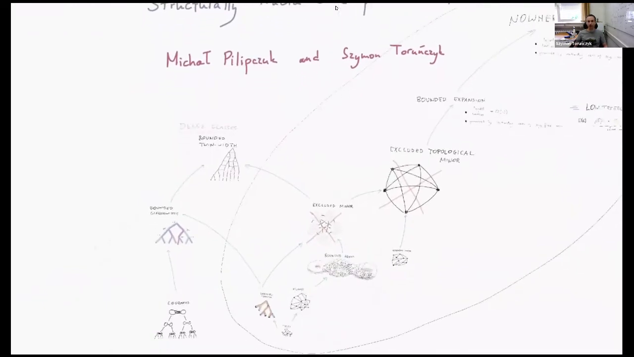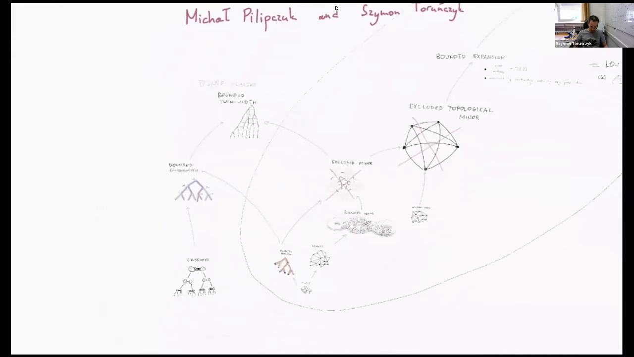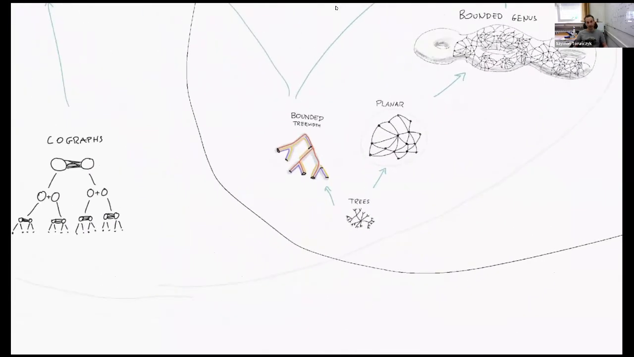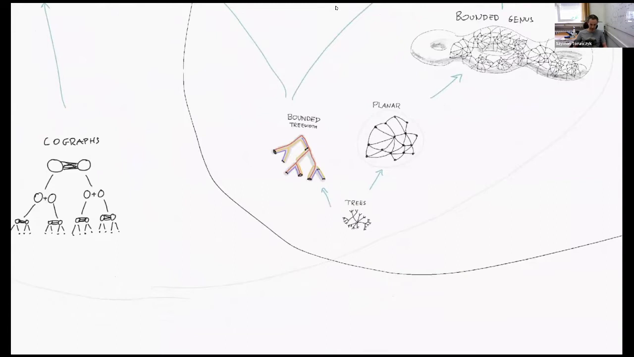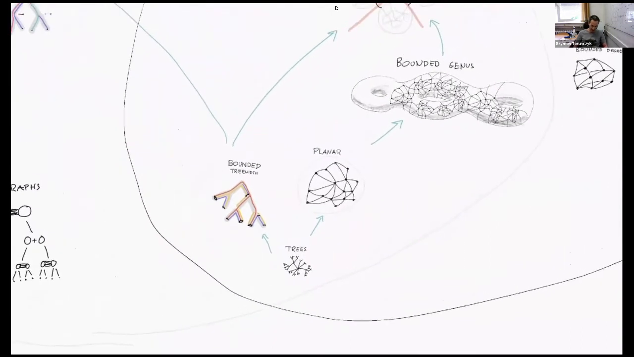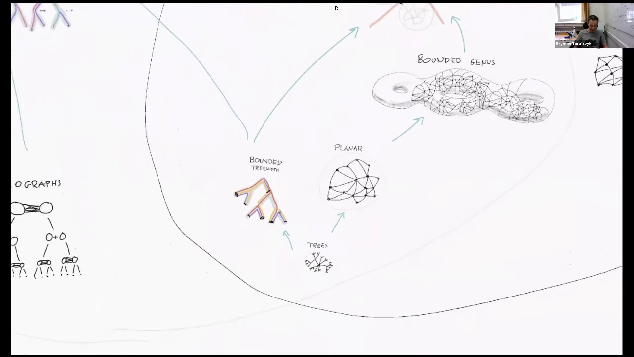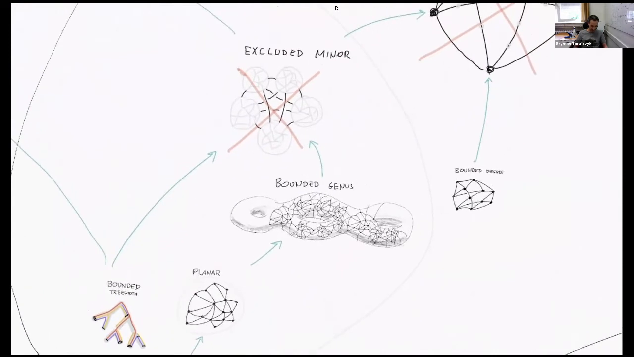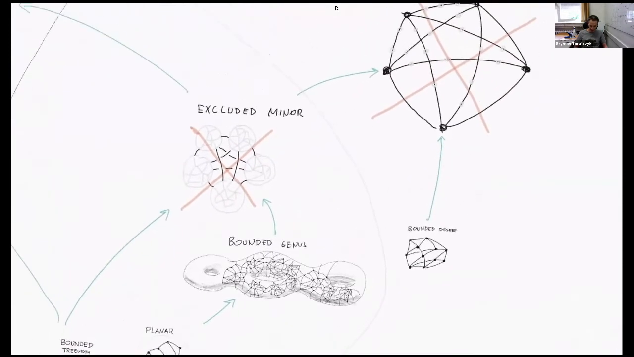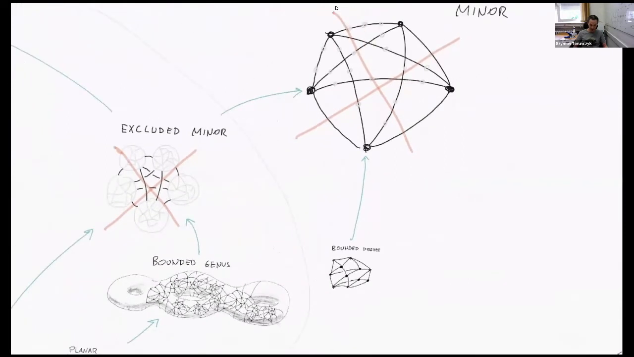Let me try to explain briefly what this is about. There are various classes of graphs which turn out to be tractable from many perspectives: algorithmically tractable, logically tractable, and combinatorially tractable. An example of such a class is the class of all graphs. Then there are various generalizations like the class of planar graphs or graphs of bounded tree width. Then this can be further generalized to graphs of bounded genus, graphs which exclude a minor, or graphs which have bounded degree.